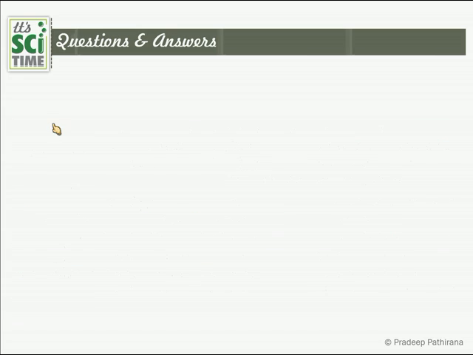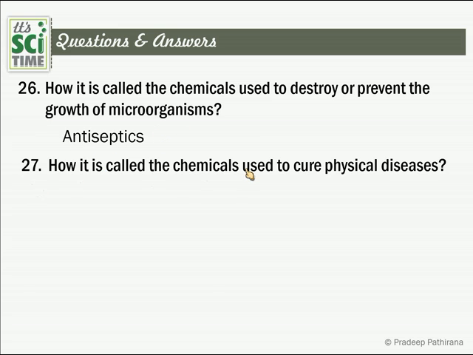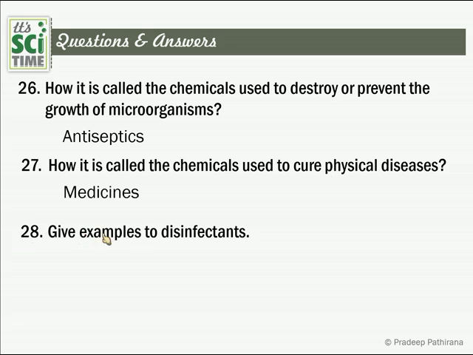There are questions now. First question: what are the chemicals used to destroy or prevent the growth of microorganisms called? Destroy or prevent the growth, they are the antiseptics. What are the chemicals used to cure physical diseases called? It is medicines. 28. Give examples for disinfectants. Here are the examples: phenol, chlorine, alcohol, we discussed in the previous slide.